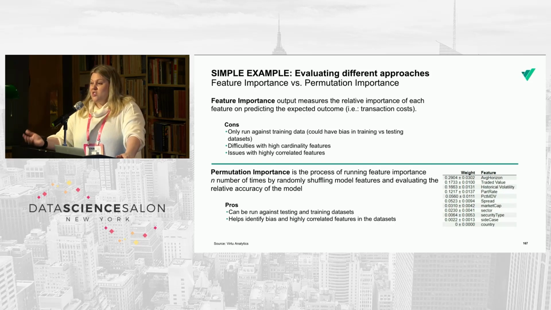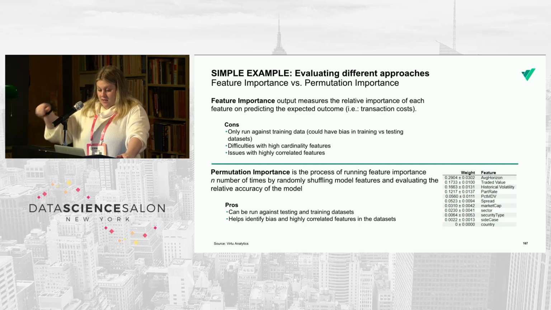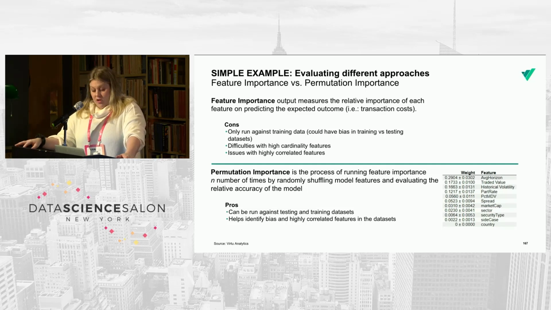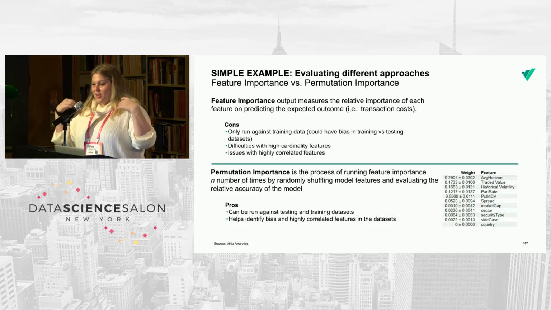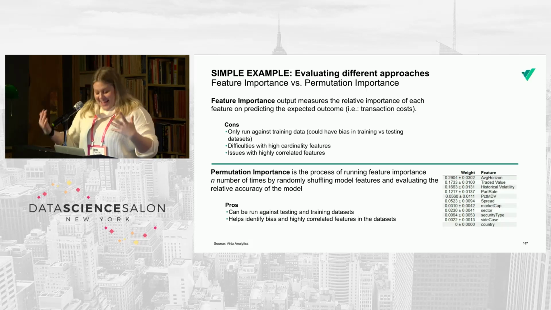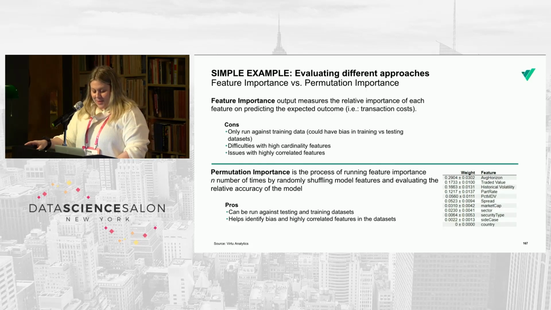We do also mention, though, some cons, right? You can only run this against our training data set. For permutation importance, though, it's just the process of shuffling it. And this can be run against our testing data set, and it can be used to identify highly correlated features. Utter, absolute transparency. It's overkill, I know, but it's helped us be successful in the ML space.